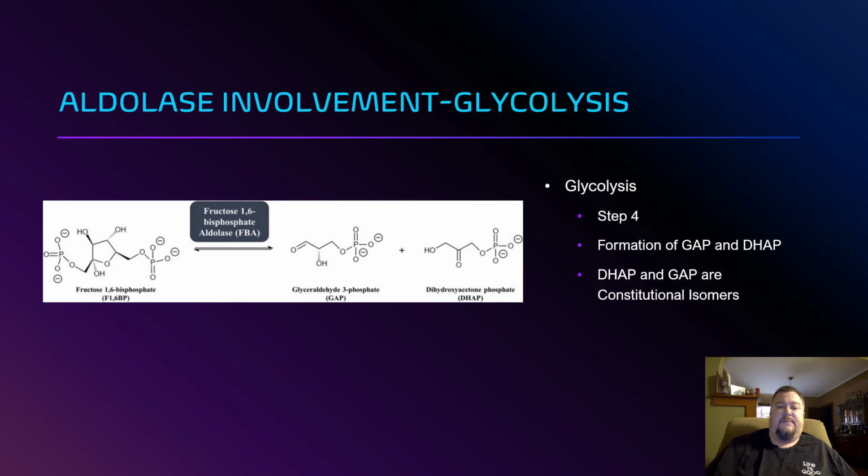DHAP and GAP are constitutional isomers. Only GAP can continue on in the glycolysis process, so another enzyme, triose phosphate isomerase, converts DHAP into GAP. From this point on, there are 2 molecules processed in each step, 5 through 10, of glycolysis.